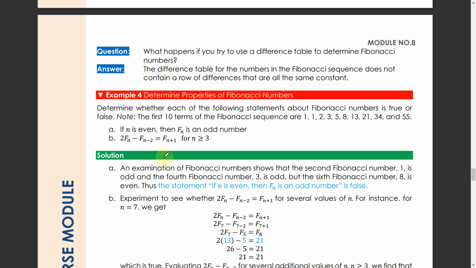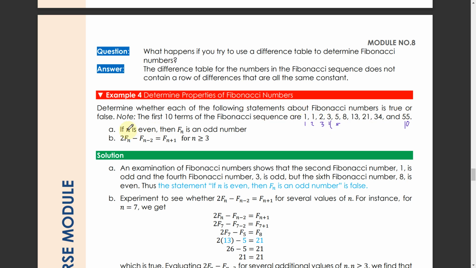So let's take them one by one. For letter A, if n is even, then f of n, meaning your Fibonacci number, is an odd number. This is confusing, so: n is the term, f of n is the number, no? The term of the first is 1, the second is 2, this is 3, 4, 5. So this is the 10th term. That is the term, n. F of n is the number here, no?